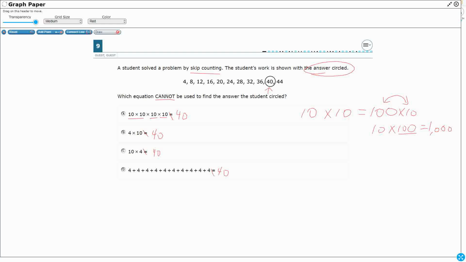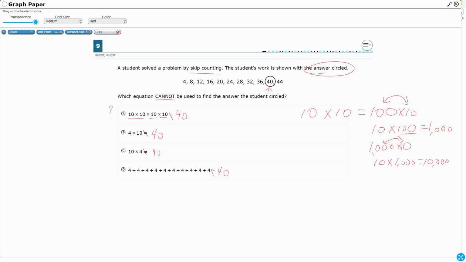And then I've got one more 10 to go. So I could do 1000 times 10, or I could use that same commutative property and reverse it: 10 times 1,000. 1,000, 2,000, 3,000, 4,000, 5,000, 6,000, 7,000, 8,000, 9,000, 10,000. Yeah, that is not going to work. I'm pretty sure this is going to be our answer because this cannot be used to find the answer.